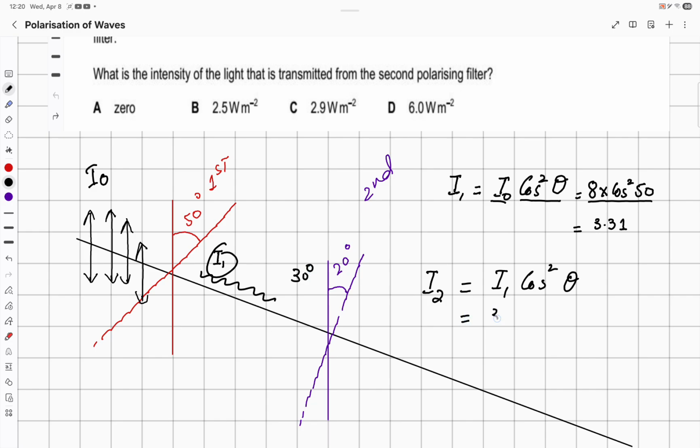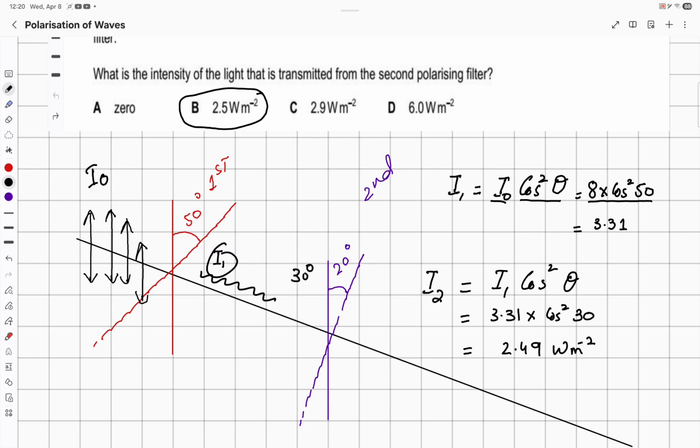So I1, which is already 3.31, now multiply by cos squared 30, and when you solve this one, let me solve this. So I'm getting something near 2.49 watt m minus 2. So it is supposed to be B.